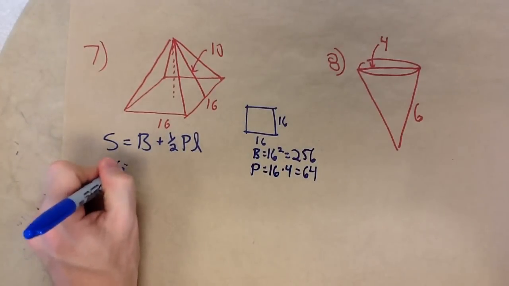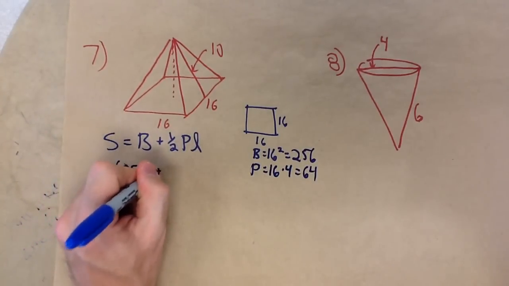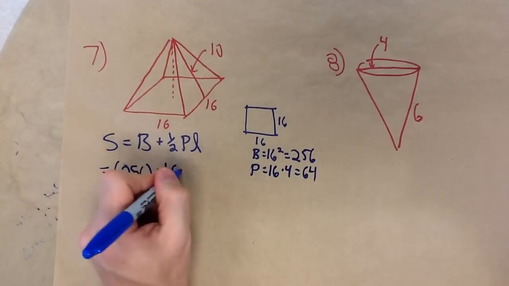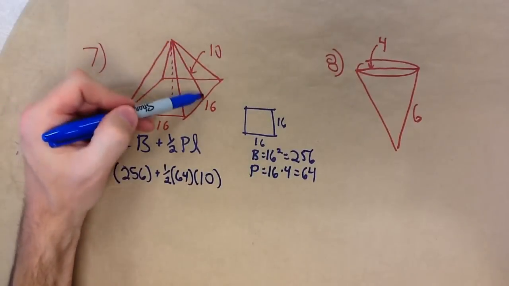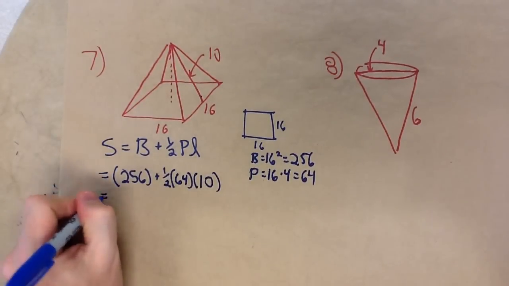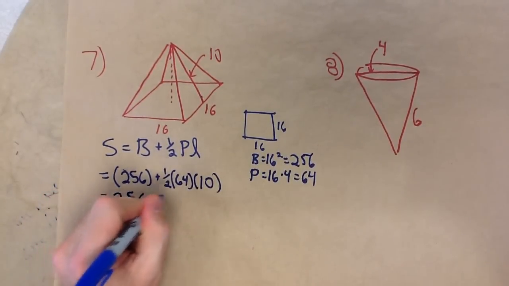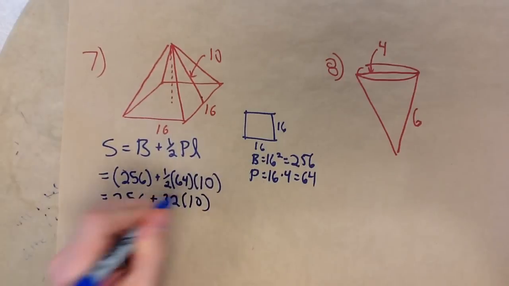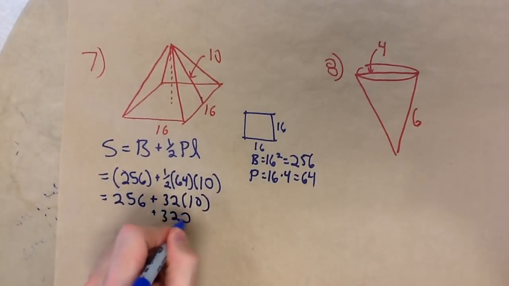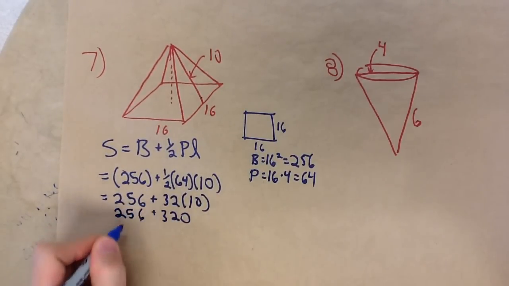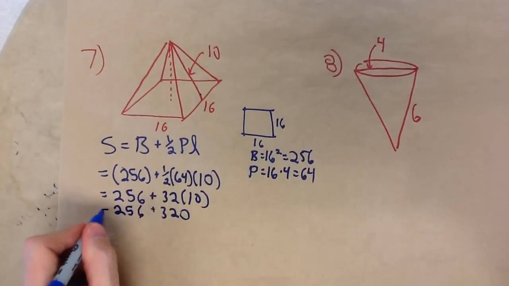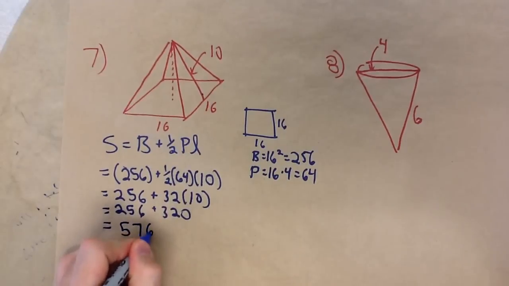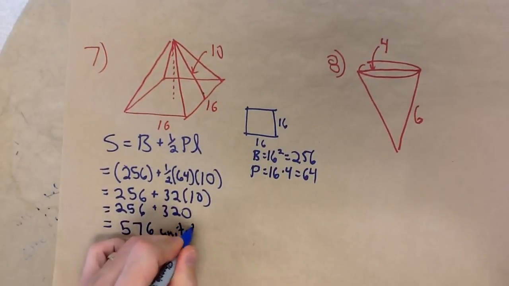So it's going to be 256 plus 1/2 64 times 10, which is our slant height going down the outside. I get 256 plus 32 times 10. This becomes 320 plus 256. And that gives us a total of 576 units squared.